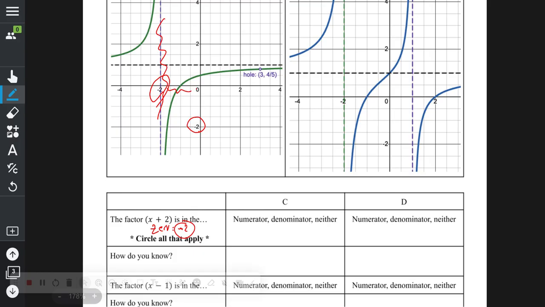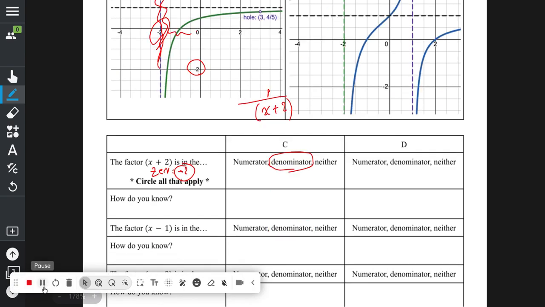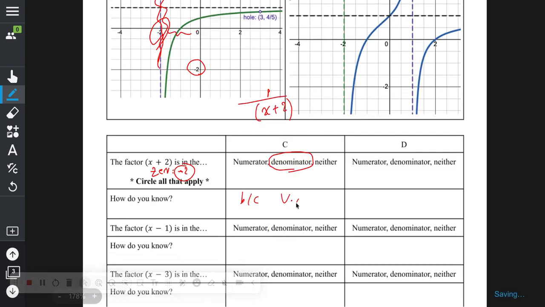So the fact that we have an asymptote at negative 2 means that this factor has to be in the denominator. We've got to have something like x plus 2 down here, and not repeated upstairs. Otherwise, it'd be a hole. So here you can say it's because of the VA, you saw a vertical asymptote at the zero for that factor.